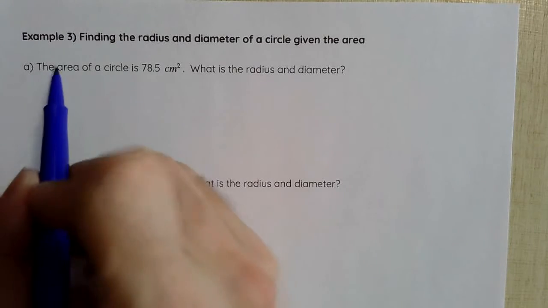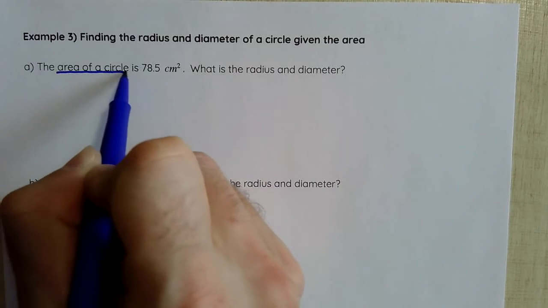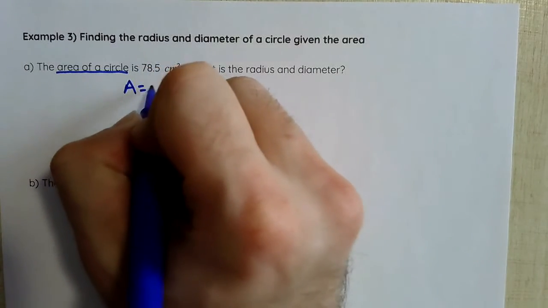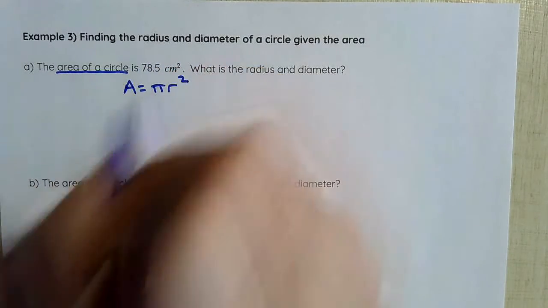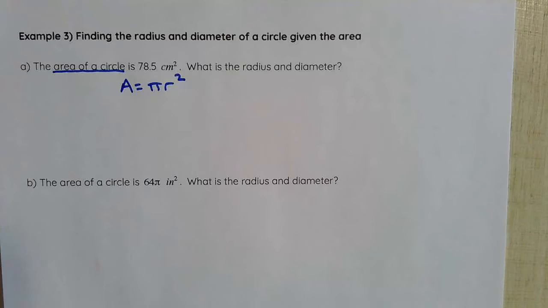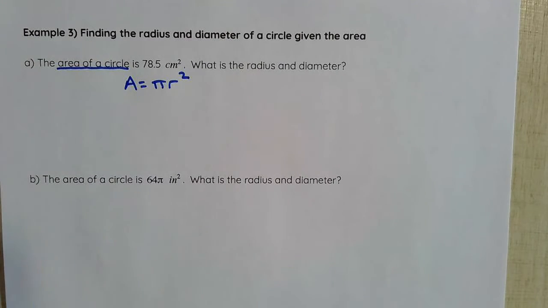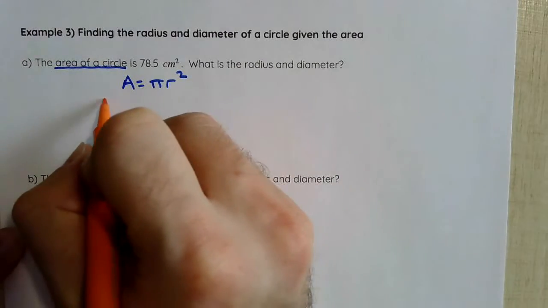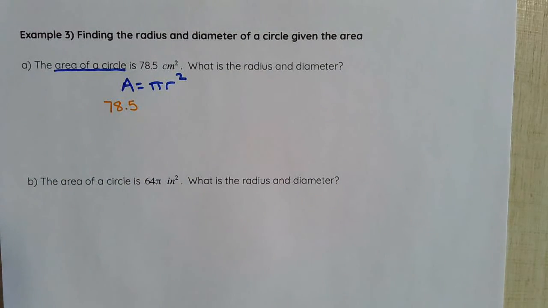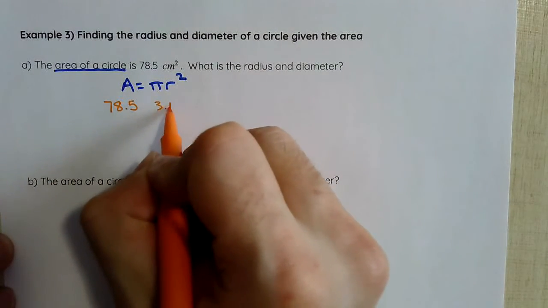Because I'm talking area of a circle, I'm going to start with my area of a circle formula. Area equals pi r squared. Once I have that formula, now I'm going to substitute any values that I know. I know A, the area, and I know what pi is. So the area is 78.5, and I know pi is 3.14.